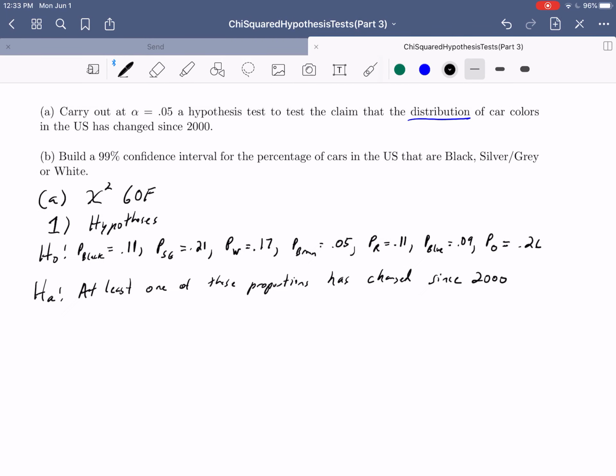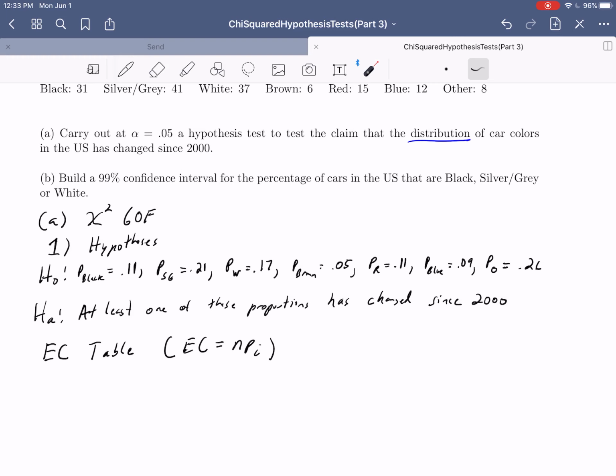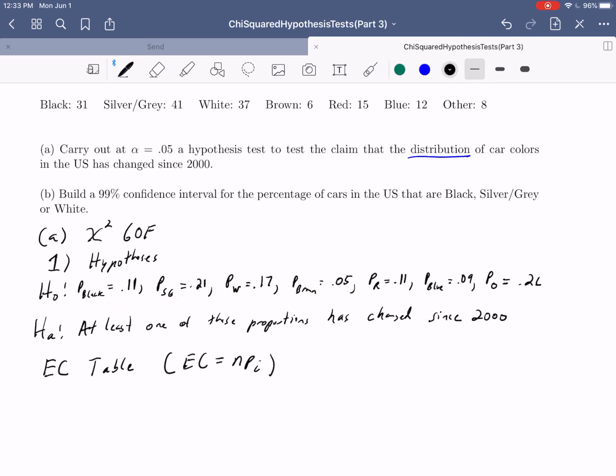All right, now that we got that, we can go ahead and do our expected counts table. So this is our intermediate step. So remember that our formula is going to be our expected counts are going to be n times p sub i. And we're going to do that for each of these. So what we're going to do is we're going to recreate this table of data, but according to what we expected based on these hypotheses. So let's go ahead and see that.